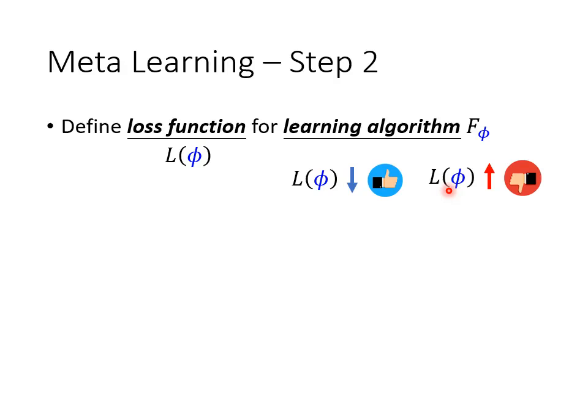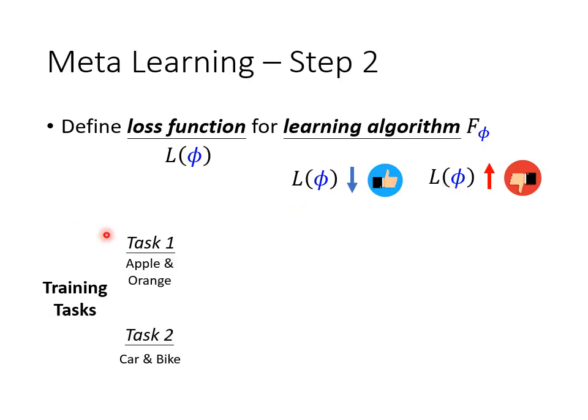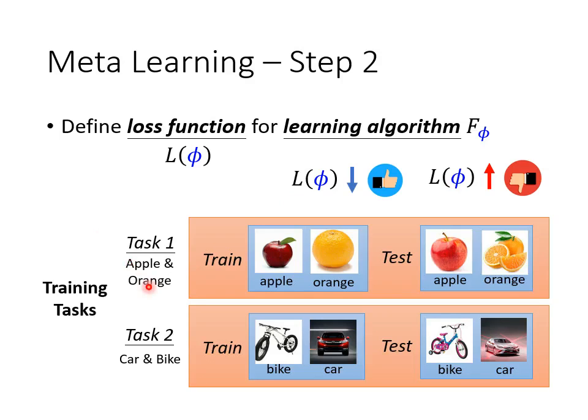Then how can we define the loss function, capital L here? Remember that in machine learning, we have to collect some training data. In meta-learning, what we have to collect is not training data. Instead, what we have to collect is training tasks. For example, if you want to build a dog and cat classifier, which is a binary classification problem, you have to collect lots of binary classification tasks. For example, your training task 1 is to classify apple and orange. And your training task 2 is to classify car and bike.